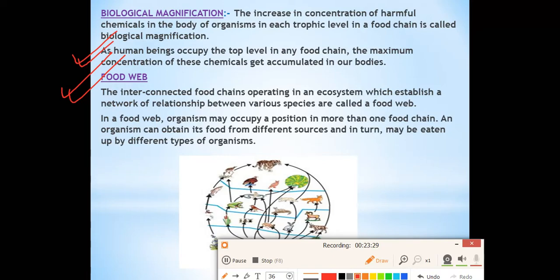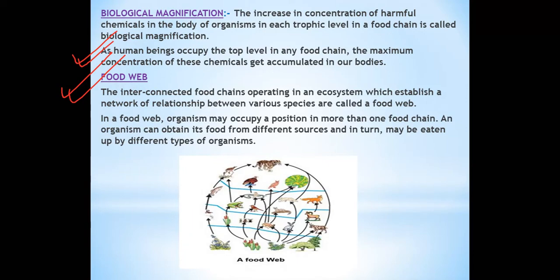That is a very easy definition of food web. In a food web, you can see in this picture that so many food chains are there. So all the food chains are getting interlinked or interconnected. That forms a food web. So what is food web?